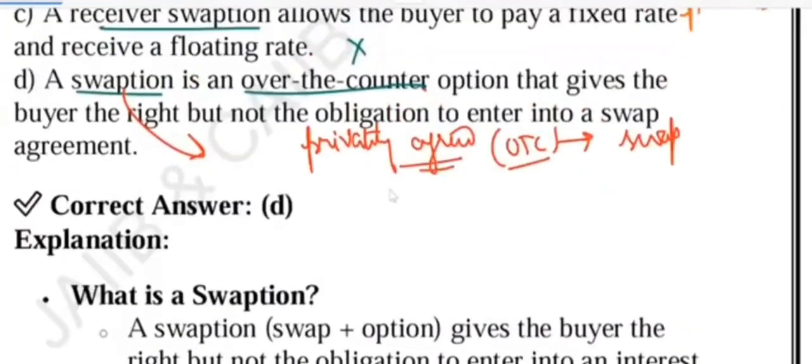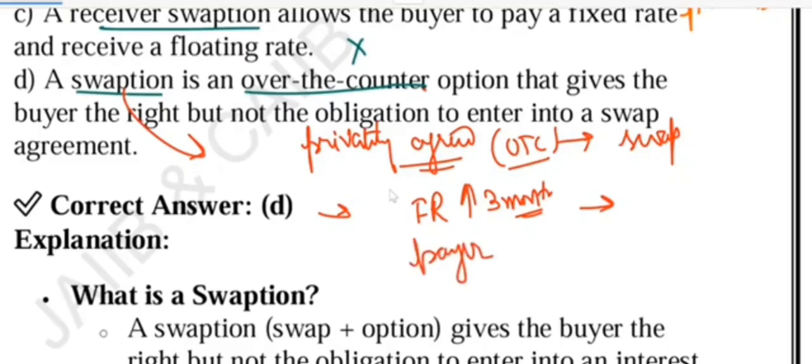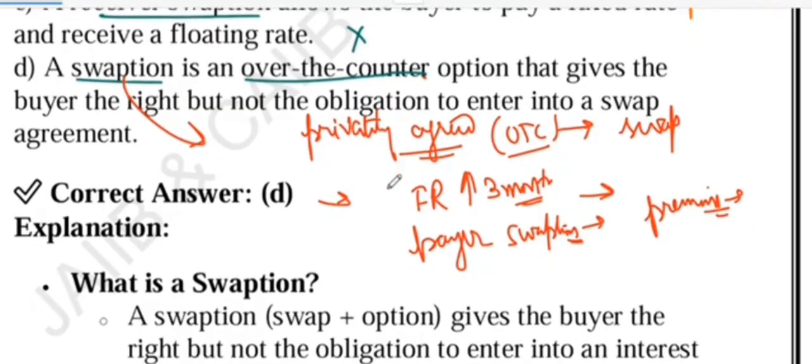Let us give you an example to make it more clear. Let's say you are a company expecting interest rates to rise in the next 3 months. You are not sure yet, but you want to be ready. So what do you do? You buy a payer swaption. You pay a small premium today, obviously premium has to be paid, and that gives you the right to lock in the fixed rate later. If the rate goes up, you will exercise the option and protect yourself. And if the rate stays low, you will let it expire, no pressure. That is a swaption.